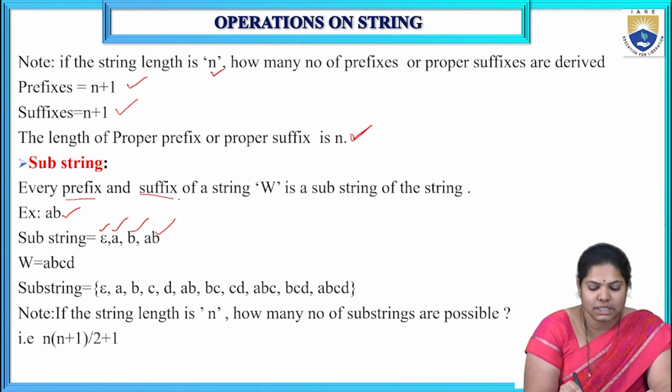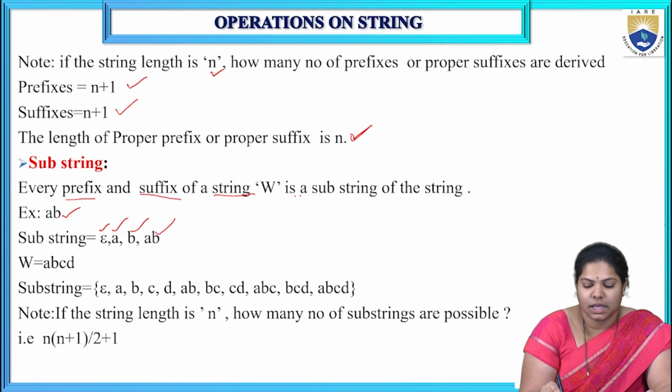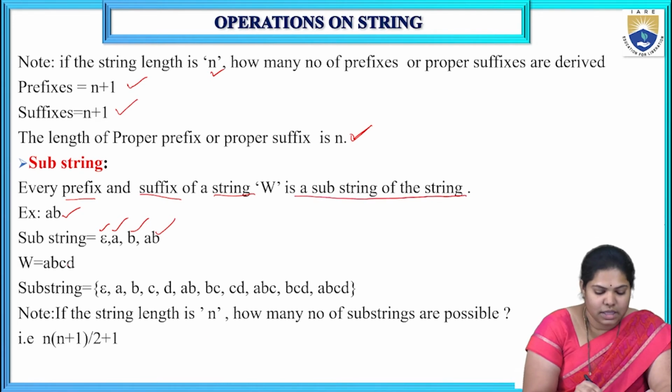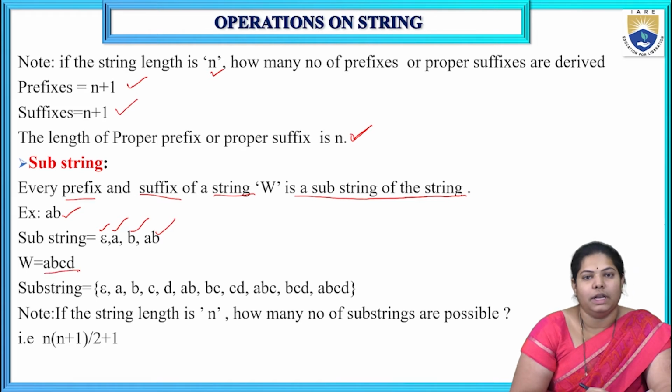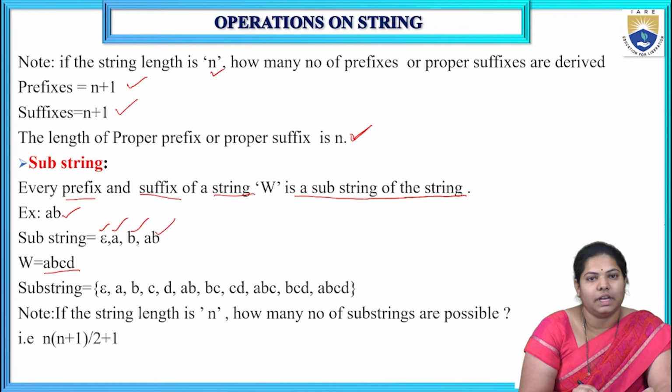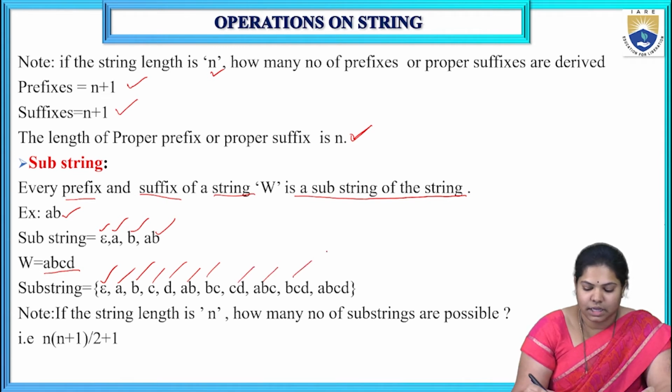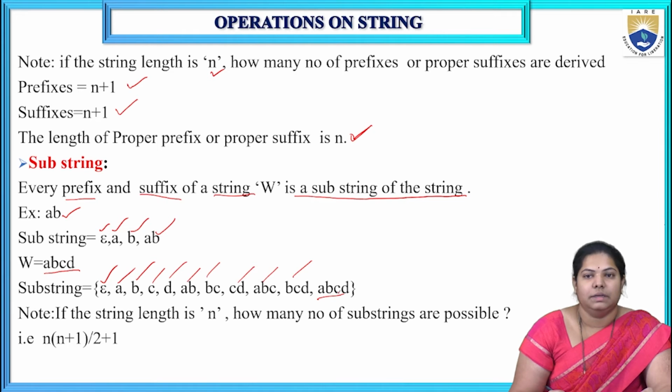Every prefix and suffix of a string is a substring of the string. If I take an example, ABCD, what are the possibilities for the substrings derived from that particular string? Those are epsilon, A, B, C, D, AB, BC, CD, ABC, BCD and ABCD.